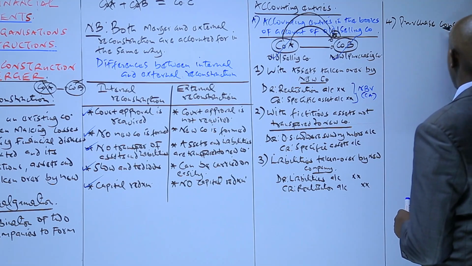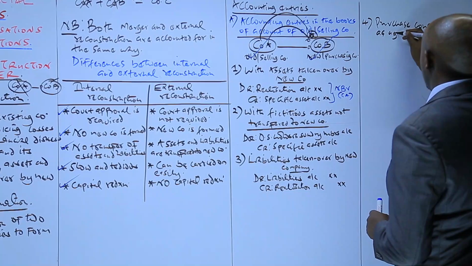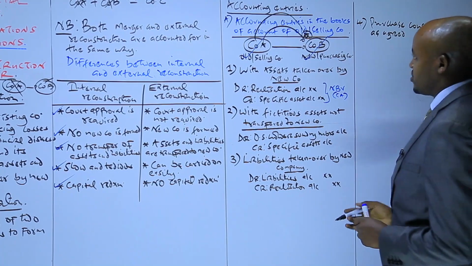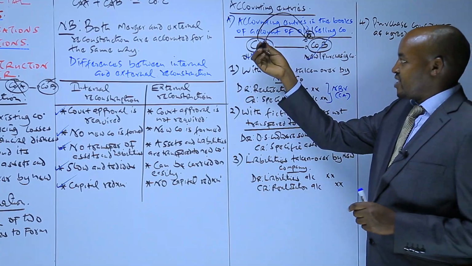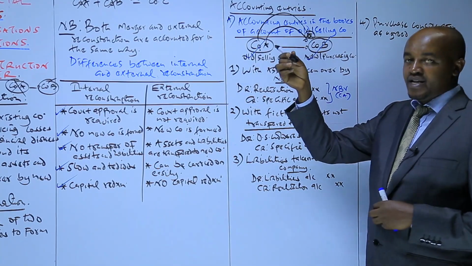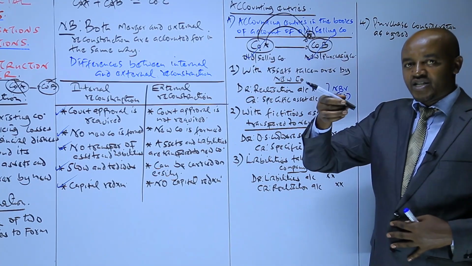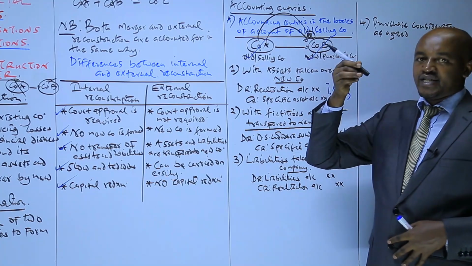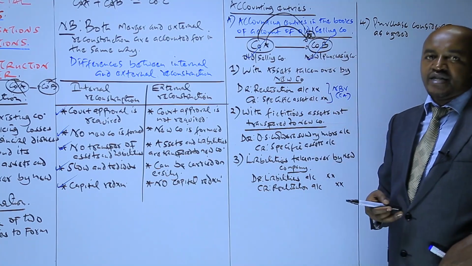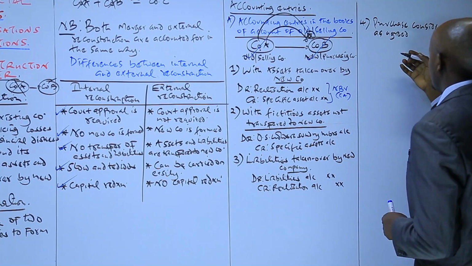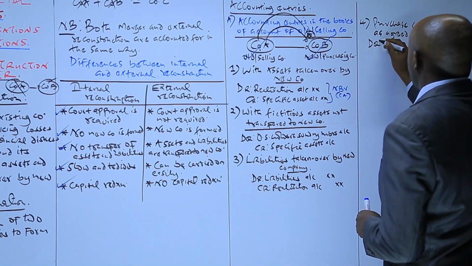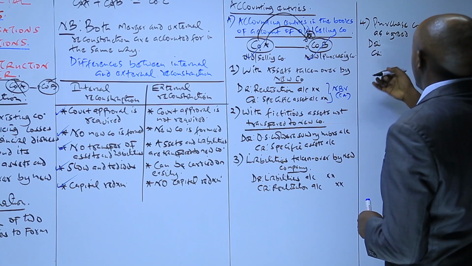So purchase consideration as agreed. The purchase consideration is the amount of money which is supposed to be paid to the shareholders of this company and also the financiers of this company, like the debenture holders and so on. They have accepted to sell their business, so they must be paid some amount of money. With that purchase consideration agreed, which account do we debit?